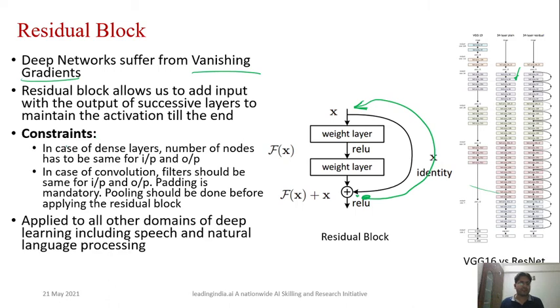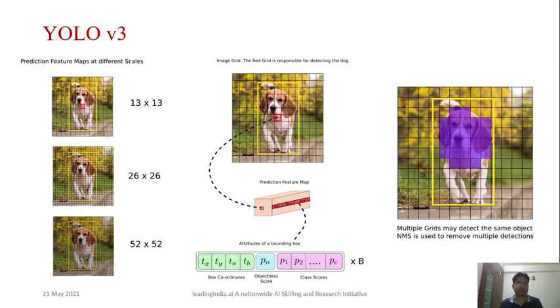Now you have some constraints as well. If you are dealing with the dense layer, then the output here and the output here should have the same number of nodes. But if you are using the convolution neural network, then while you do this, you may require padding or pooling. If you are going from higher dimension to lower dimension, then you will require pooling. But if you are going from lower to higher dimension, then you require padding. So in that way you can apply the residual neural network, right?